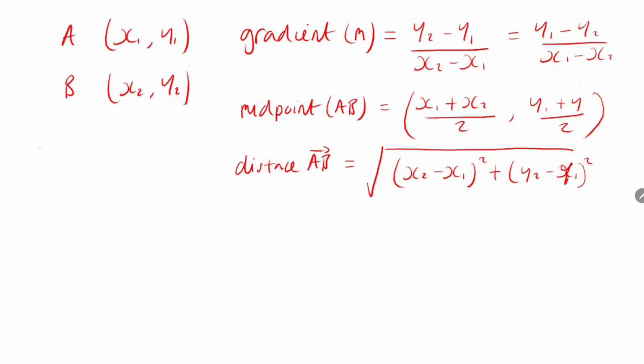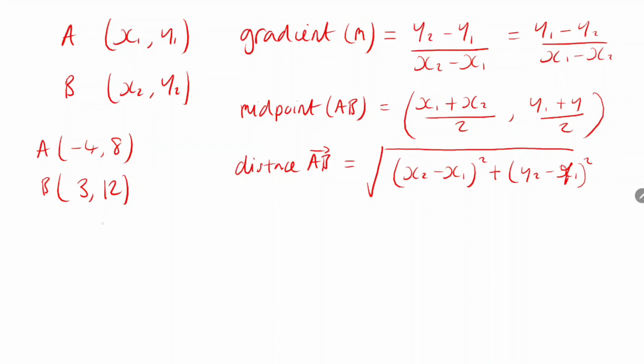Let's do a quick example then. Let's say we had two coordinates A and B. Let's say the coordinates of A were minus 4, 8. And let's say the coordinates of B were 3 and 12.